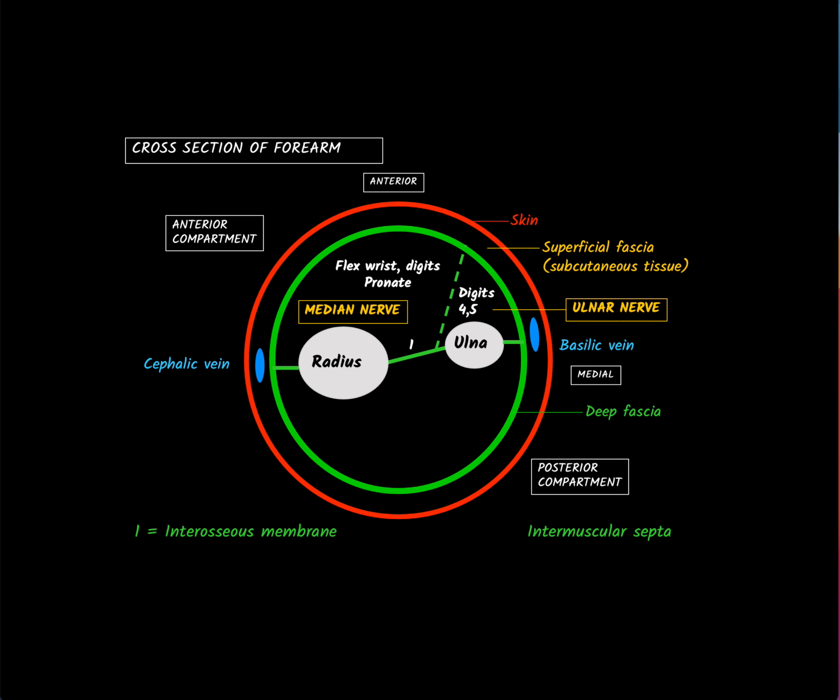Now coming to the posterior compartment, which will be opposite to my anterior compartment. Within this compartment, the muscles present are extensors of my wrist and the digits, and they help in bringing supination. And the nerve which controls them is the posterior interosseous nerve. The posterior interosseous nerve is one of the deep branches of my radial nerve.